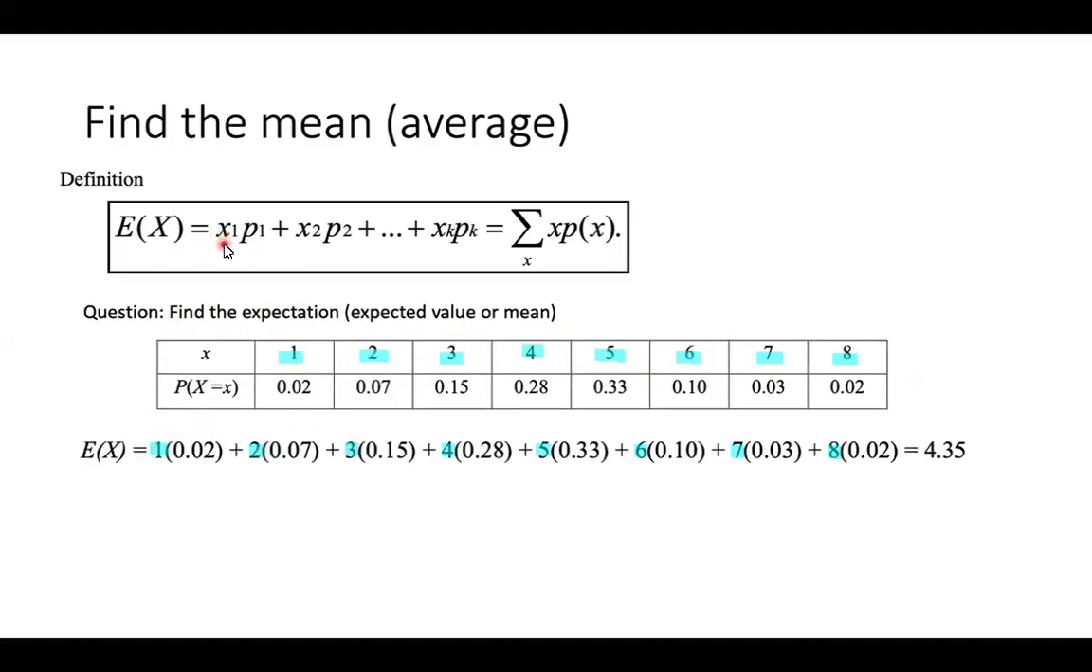So what do we do? First, we look at the x. The x is highlighted in blue. That is the outcome. Then we multiply by the purple. That is the corresponding probabilities. So we multiply the outcome by the corresponding probability, and then we add them all up. Then that would be the expectation, 4.35.